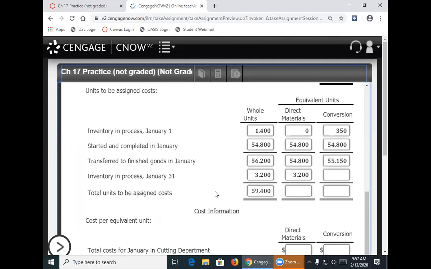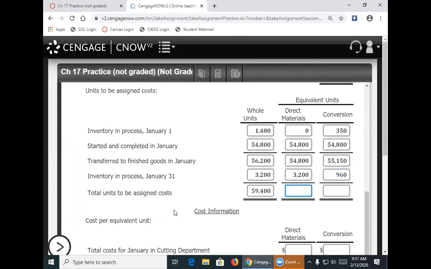And then conversion costs, though, are 30% complete. So we would just take 3,200 times 30%. So 960. Where did you get the 30%? They gave that to us. Oh, no. Work in process. Yeah, work in process ending inventory.